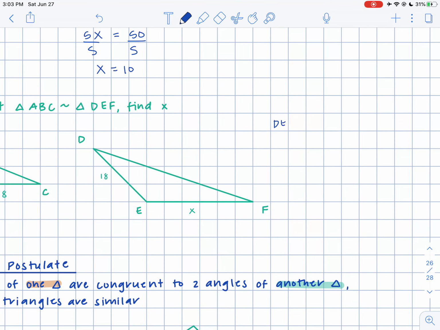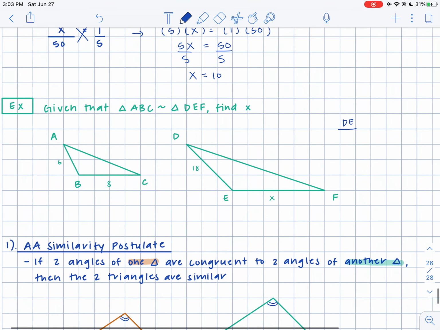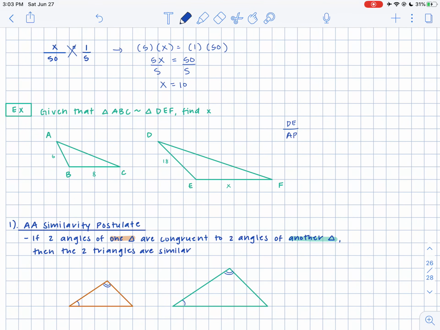So DE is a side, and it corresponds to AB. Okay, and this will give us some ratio. Remember, we called it the scale factor. And this ratio is going to equal the ratio for another corresponding side, right? And that corresponding side would be EF. So EF corresponds to BC, right? Why did I write this? Because DE and AB are corresponding sides, and they will give some ratio. And that ratio will be equal to the ratio given by these corresponding sides, where EF corresponds to BC, okay?